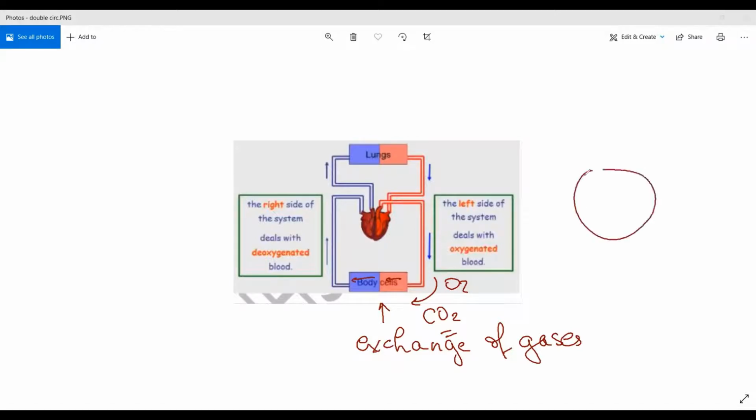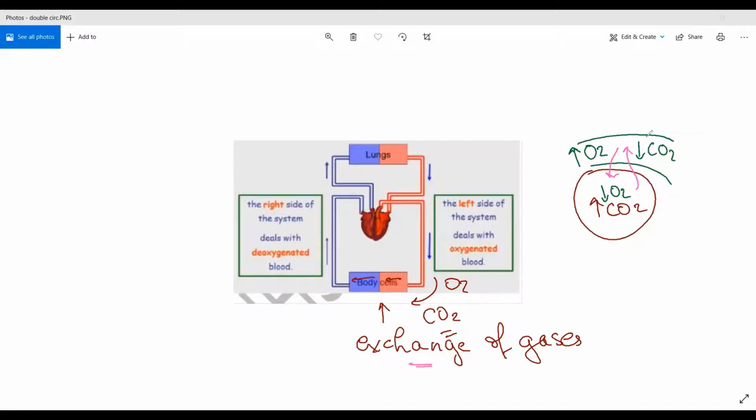Suppose this is the cell, and there is a high amount of carbon dioxide inside. And this is the capillary, or the blood vessel, that is carrying oxygen in a high amount. Here there is a low amount of oxygen, and here a low amount of carbon dioxide. So what will happen? The oxygen is going to move by diffusion, and carbon dioxide as well is going to get out by diffusion. This means that the gases are exchanging their positions, and this is what we call the exchange of gases in the cells.